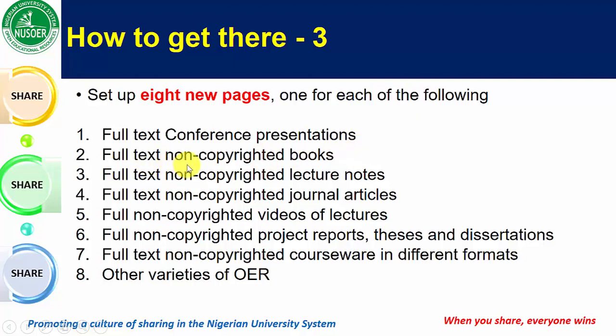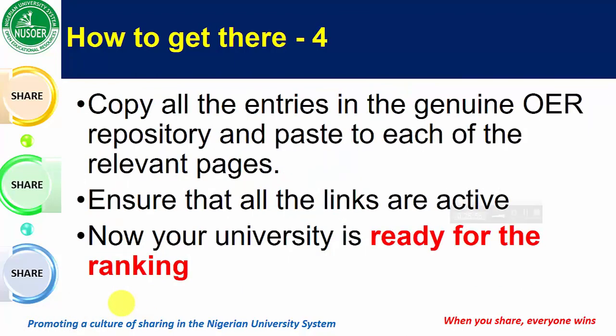Then another page will be for full text non-copyrighted books. Another page, that's the third one, will be full text non-copyrighted lecture notes. Another page will be for full text non-copyrighted journal articles. Another page for full non-copyrighted videos of lectures. Another for full non-copyrighted project reports, theses, and dissertations. The seventh one will be full text non-copyrighted courseware in different formats, just like the one we showed for MIT. And then number 8 will be other varieties of OER.